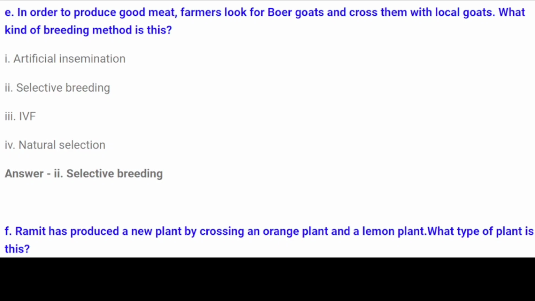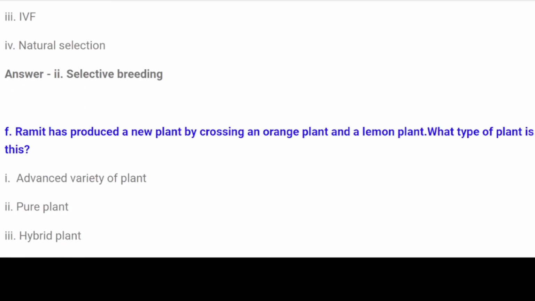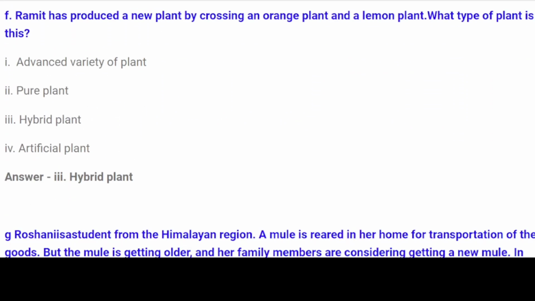F. Ramit has produced a new plant by crossing an orange plant and a lemon plant. What type of plant is this? 1. Advanced variety of plant. 2. Pure plant. 3. Hybrid plant. 4. Artificial plant. Answer: 3. Hybrid plant. G. Roshnisa, a student from the Himalayan region, rears a mule at her home for transportation of goods.